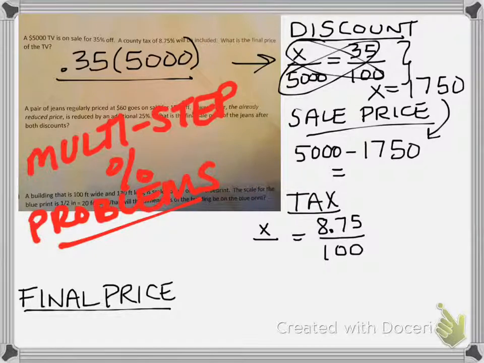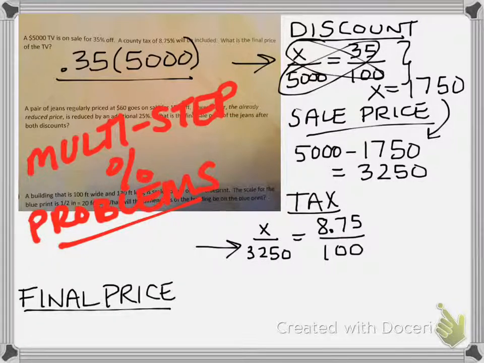If you subtract that correctly, you're going to be left with $3,250, which is the sale price of the TV. Now we're going to use that value to calculate the tax. So you'll notice down below in the proportion, I had left the whole price blank. There is where we're going to use the $3,250.